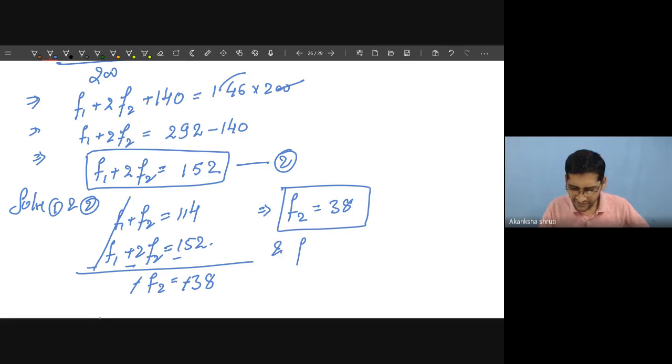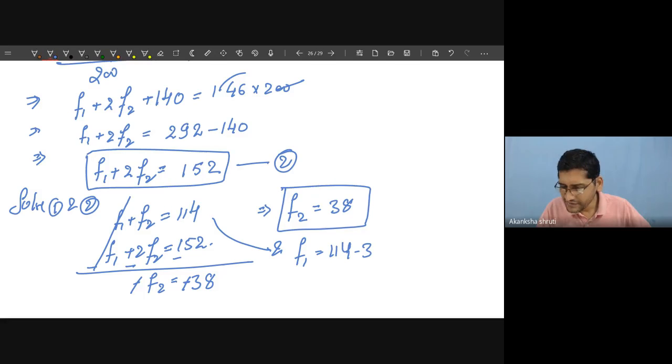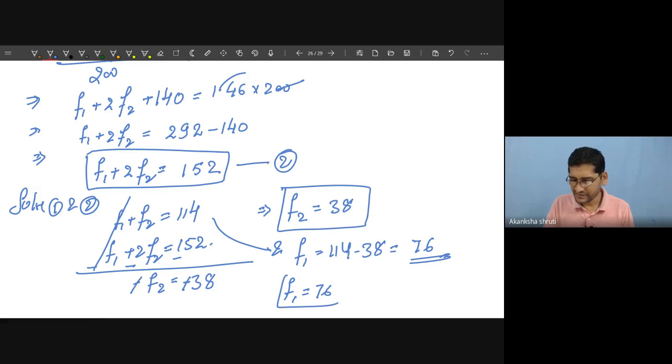And what is our F1? Students, take the help of the first equation: 114 minus 38. That's all. So this becomes 76. So F1 is equal to 76. This way the questions are very simple. So this is all about our statistics.